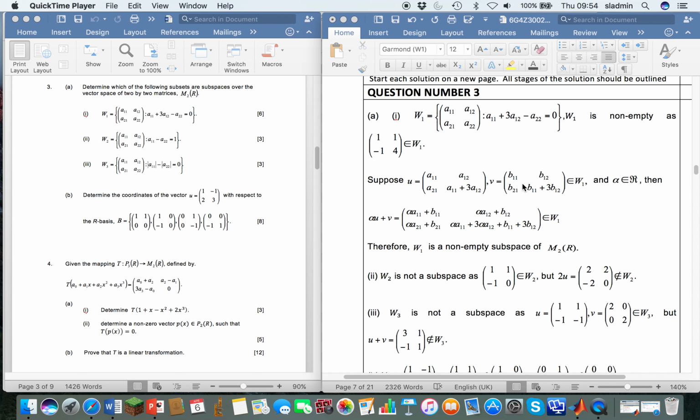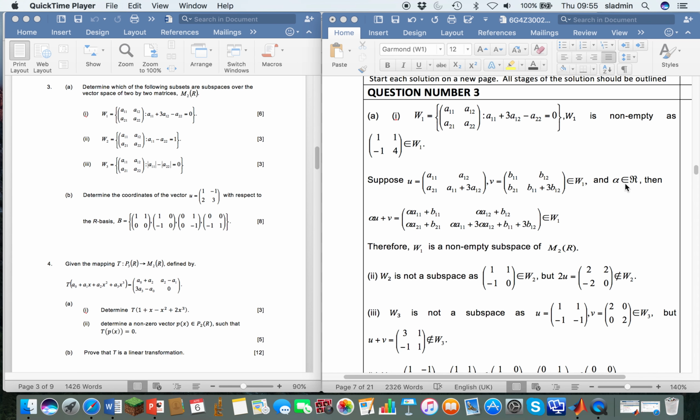Now we take 2 general vectors in this subset. From this equation, you can see that the element in row 2, column 2 should equal A11 plus 3A12. So here we take 2 general vectors where the element in row 2, column 2 is equal to the element in row 1, column 1 plus 3 times the element from row 1, column 2. And you can see that that is true for both of these vectors.